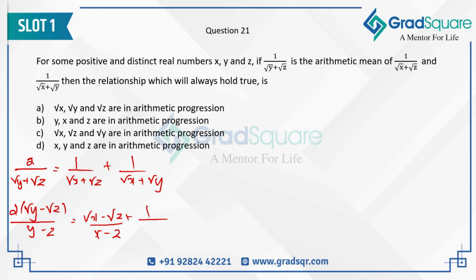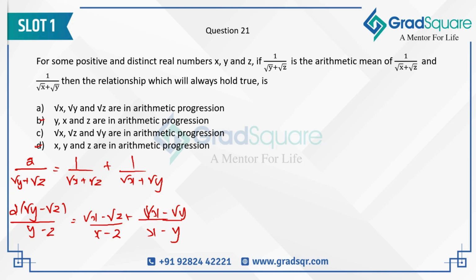So 1 by, that is (root x minus root y) divided by (x minus y). So after this I am going to check from the options. I am going to substitute each and every option, check whether that particular option satisfies the given equation. So I'm going to start with B and D because they are simple to apply.